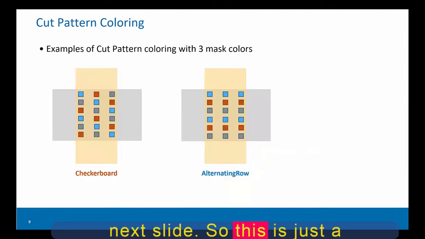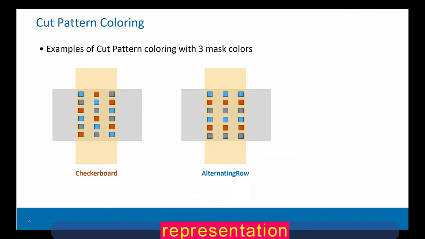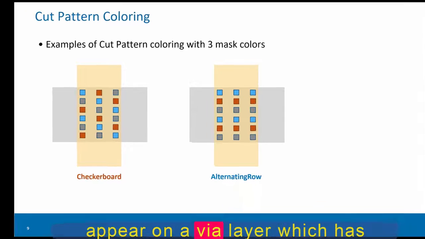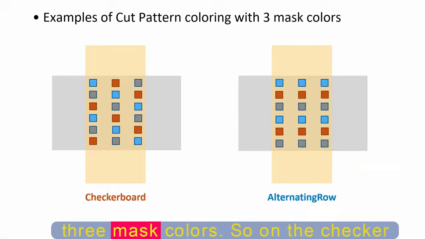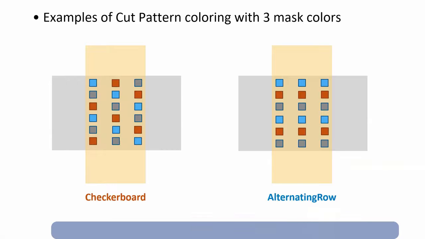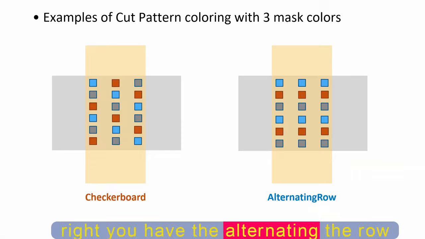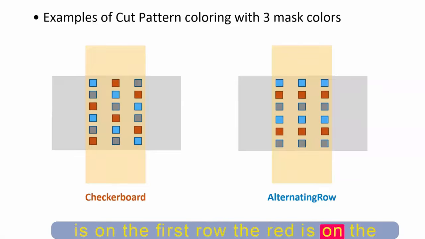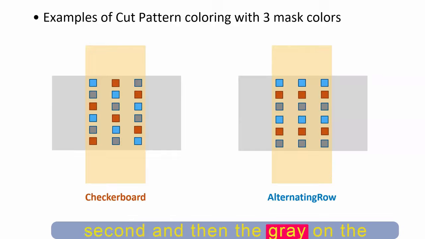This is a representation of how the cut pattern coloring would appear on a VR layer which has three mask colors. On the checkerboard, the pattern is more like a zigzag pattern. On the right, you have the alternating row, where the mask colors are per row. The blue is on the first row, the red is on the second, and the gray is on the third row, and then it keeps alternating.